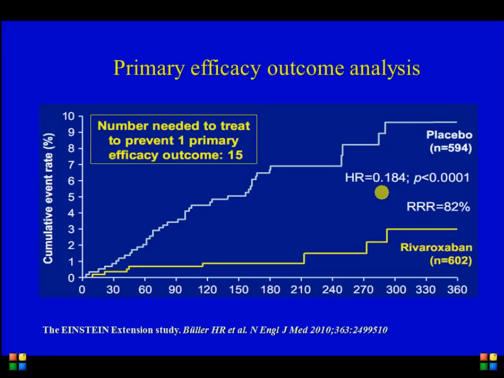And look at the results. There was a very high recurrence rate in those in the placebo, 9% at 300 days, compared with rivaroxaban, with a relative risk reduction of 82%, and the number needed to treat to prevent one primary efficacy outcome is 15, which is very impressive. So here is an answer for what to do after you finish with warfarin.